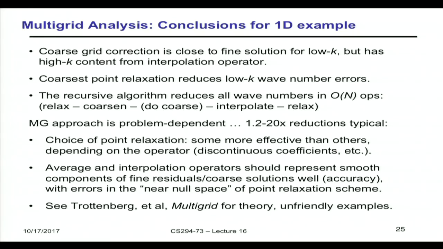Like, for example, a near null space means that it's going to damp out the high frequency components of the error very quickly. In other situations, the near null space is stuff that would basically not be represented on a coarse grid, which could be these jumps or other things. So basically there's a lot of theory around this. There are many, many different flavors of it, and there are a lot of unfriendly examples too. That Trottenberg book that I mentioned before is a really good reference.